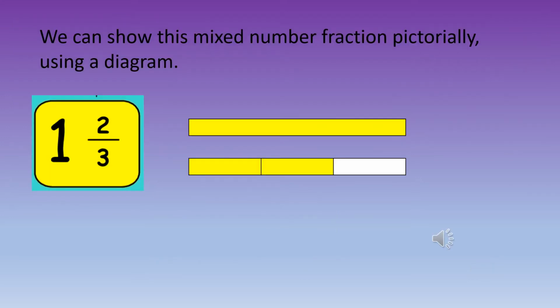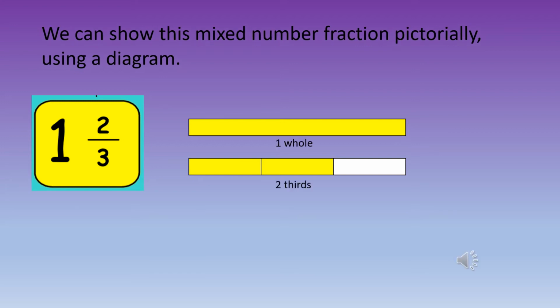We can show these mixed number fractions pictorially using a diagram. To represent 1 2/3, you need a diagram that shows one whole completely coloured in. In this case, it's coloured in yellow. Then your second diagram would be split into thirds, and 2 of those thirds would be shaded in yellow to represent 1 whole and 2/3.